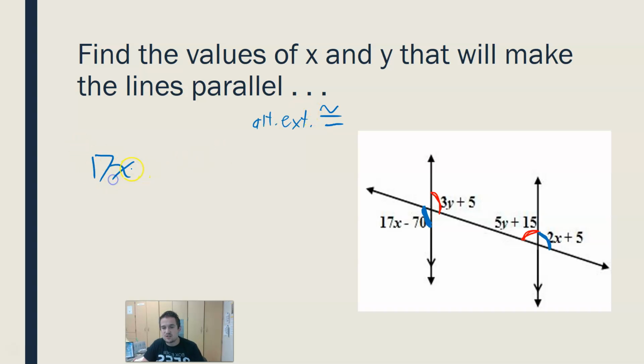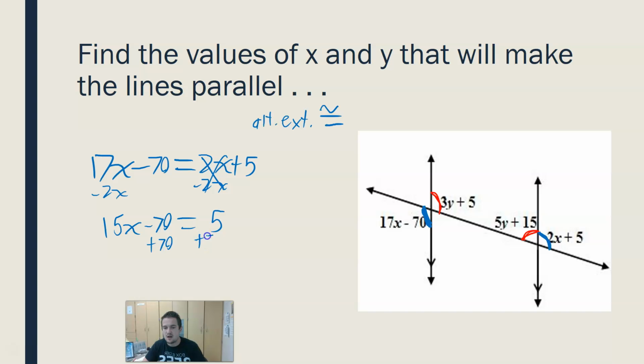Which means that those measures, 17x minus 70, that has to be equal to 2x plus 5. Okay? Those have to be equal to each other. So now again, I've set up an equation that I can solve. I'm going to go ahead and get all my x's on one side, which gives me 15x minus 70 equals 5. I'm going to add 70 on both sides, which gives me 15x equals 75. And then when I divide by 15 on both sides, I get 15, 30, 45, 60. X equals 5.